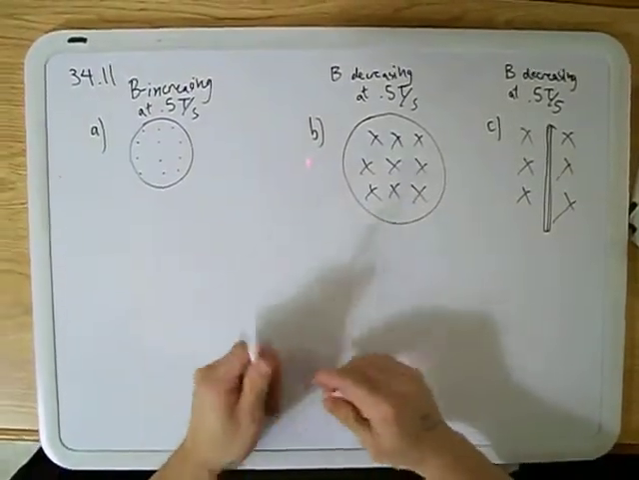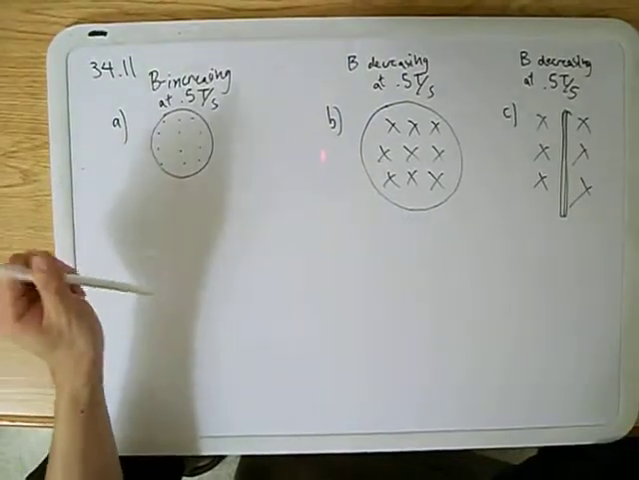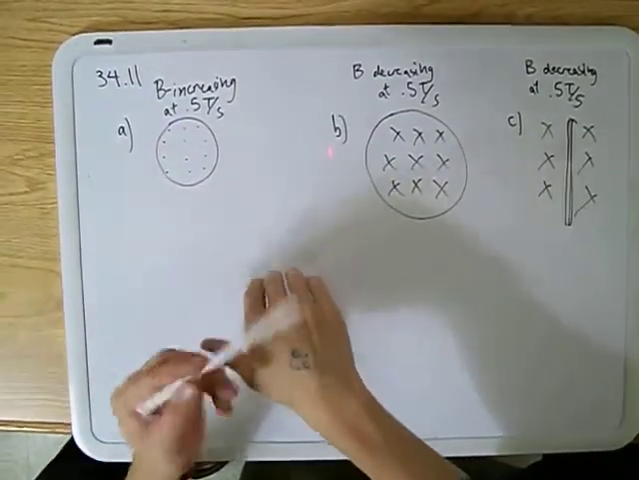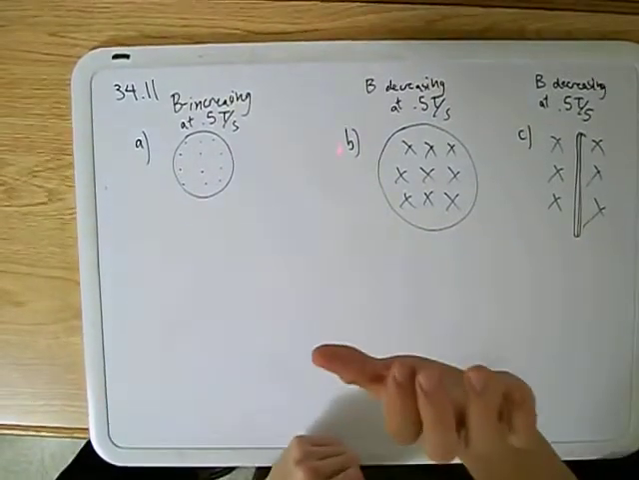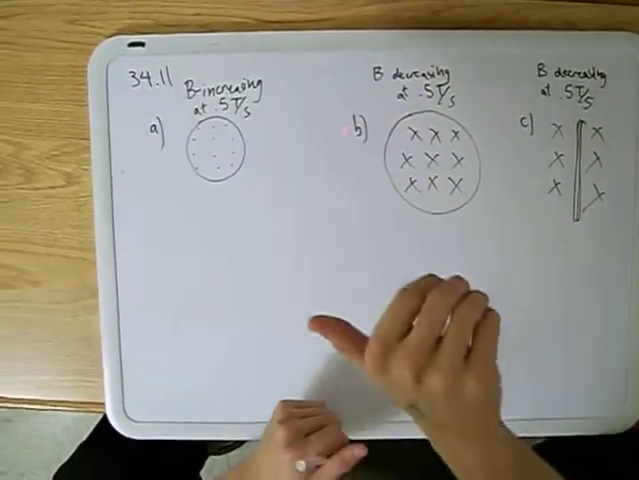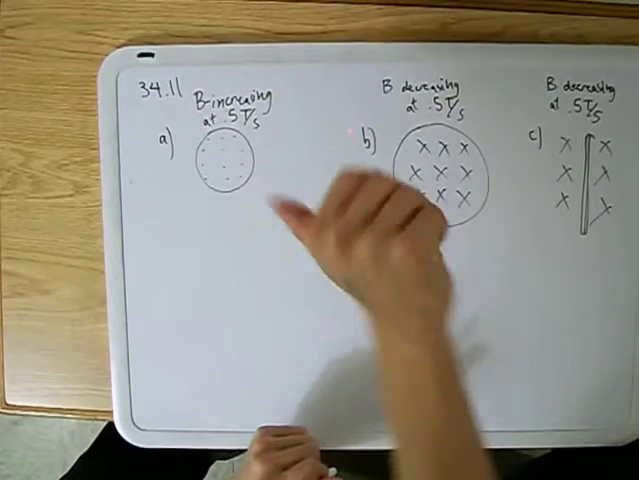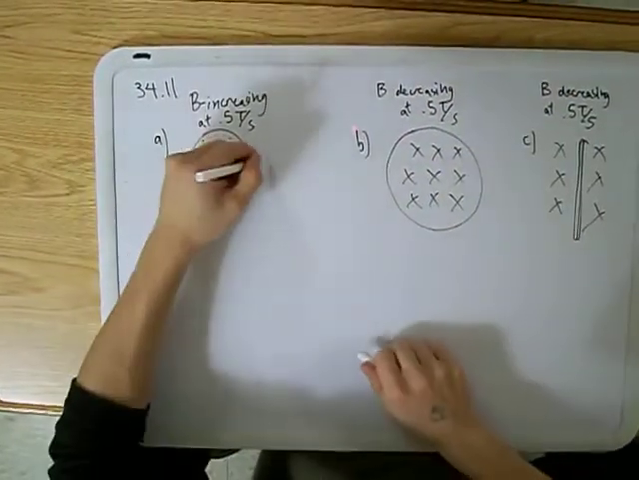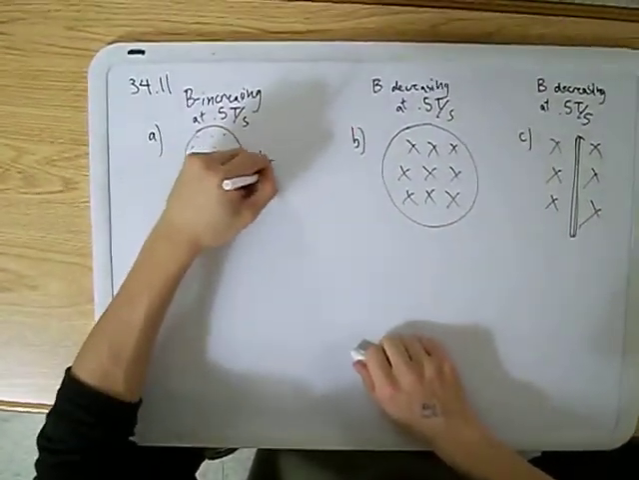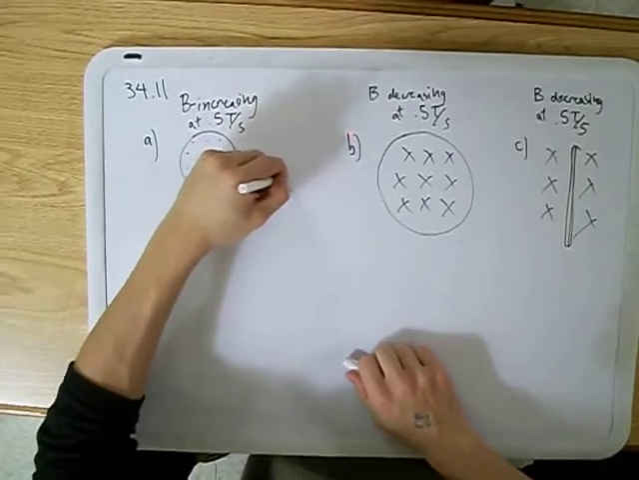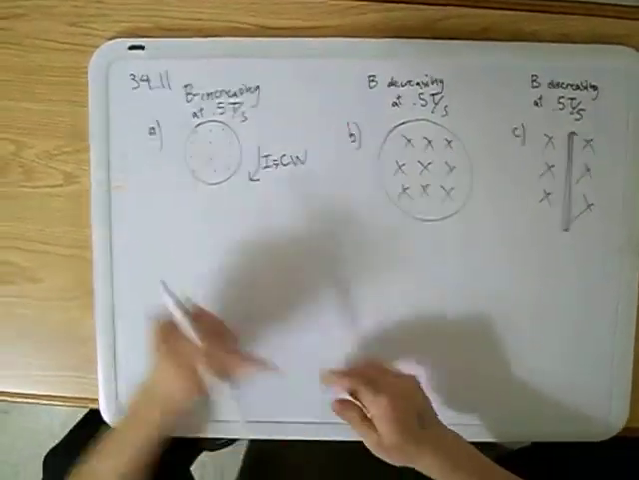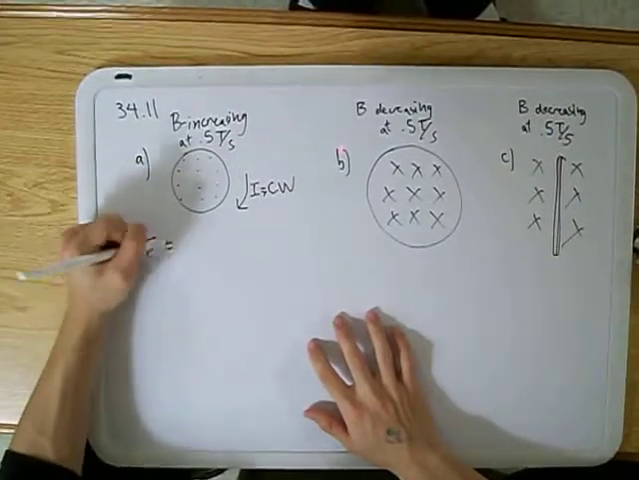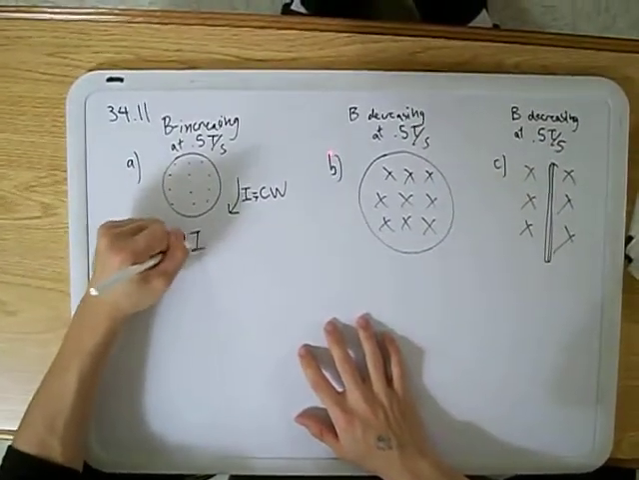So you want the B field into the board, increasing into the board to oppose this increase out of the board. So using the right hand rule, the current will go clockwise. Now to find your induced EMF, you have the equation E equals dΦ/dt.